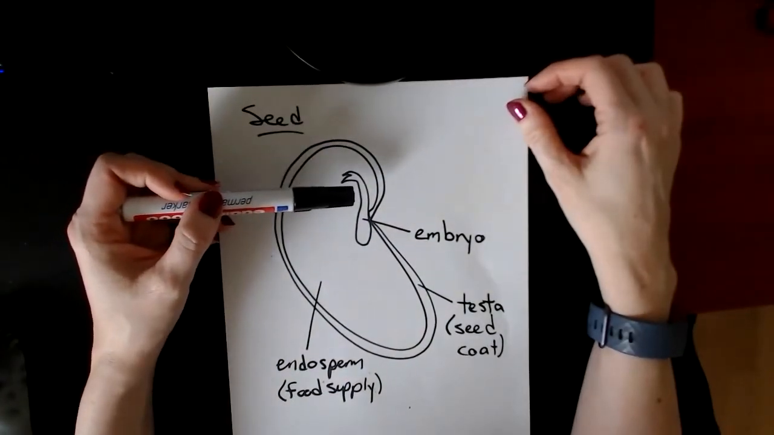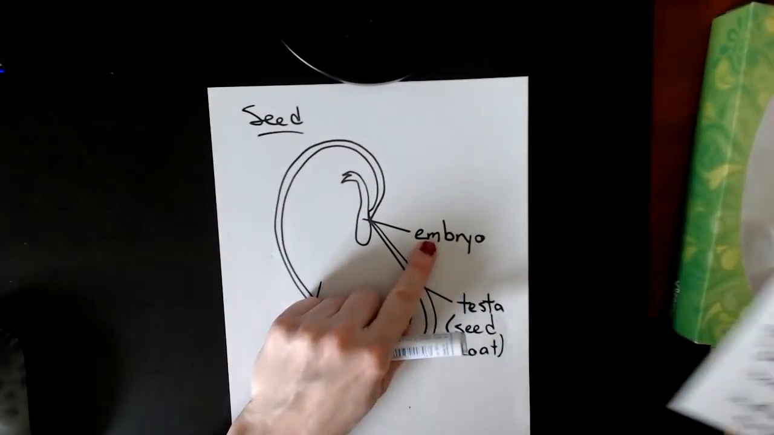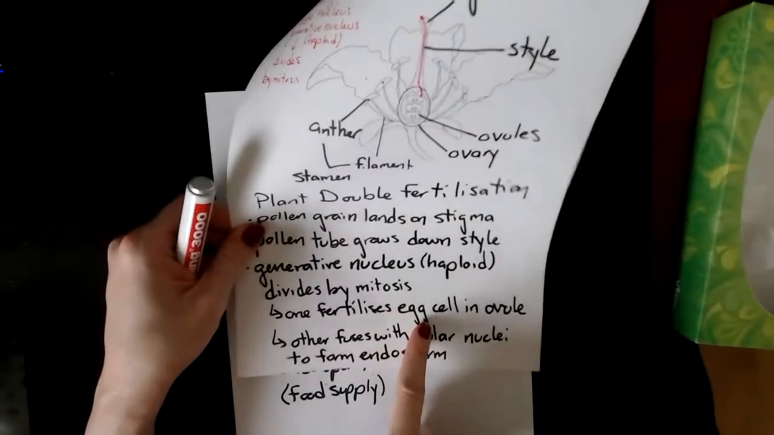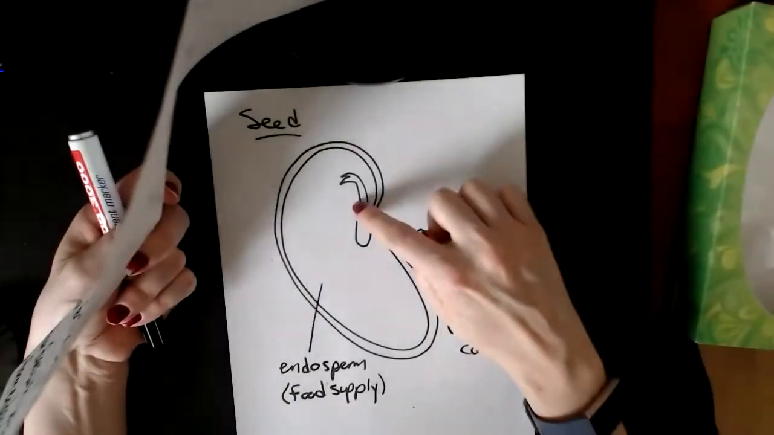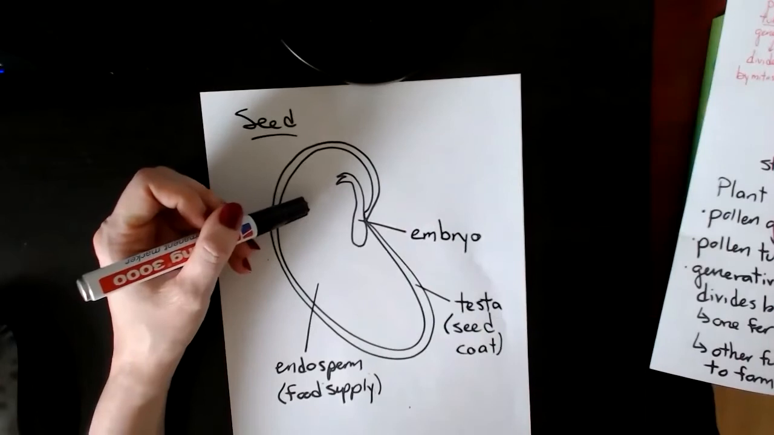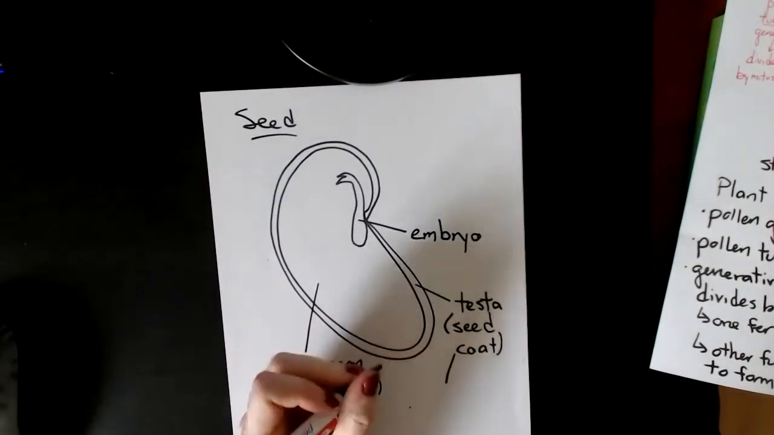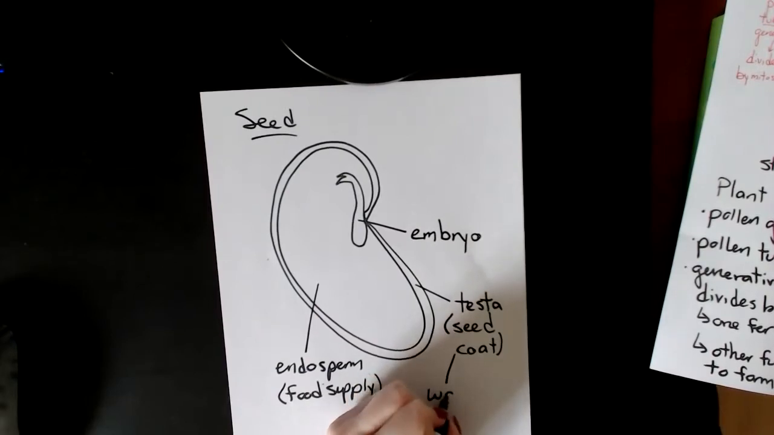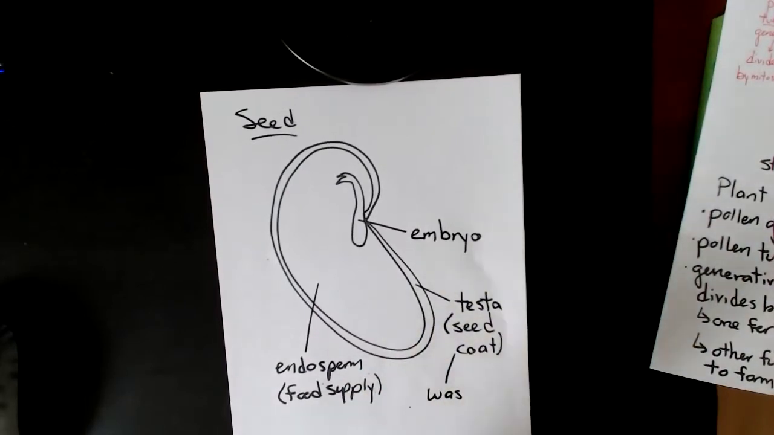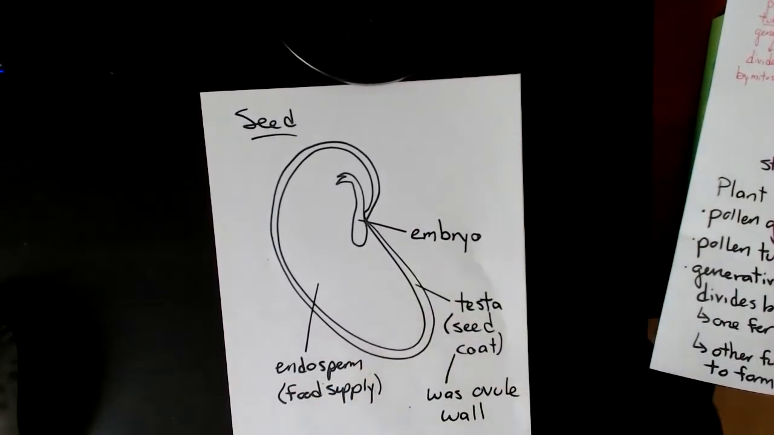So the embryo is the result of the generative nucleus fertilizing the egg cell, and that would be in the ovule. And then the endosperm also develops within the ovule. So the testa, what it originally started out as, was actually the wall of the ovule. So the ovule wall actually develops into the testa.